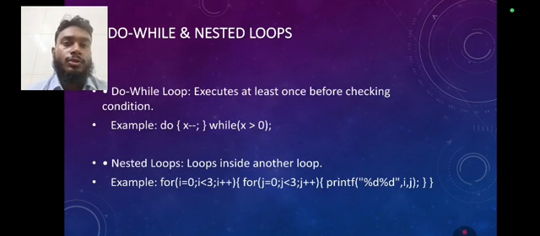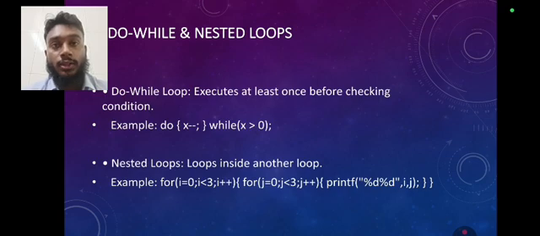The next one is the do while loop. A do while loop basically runs once before checking the condition. I mentioned earlier that in a while loop the code runs after checking the condition, but in this do while loop the loop will run at least once before checking the condition. After running once, it will check the condition. If the condition is true, the loop will run again, and it will run until the condition becomes false.